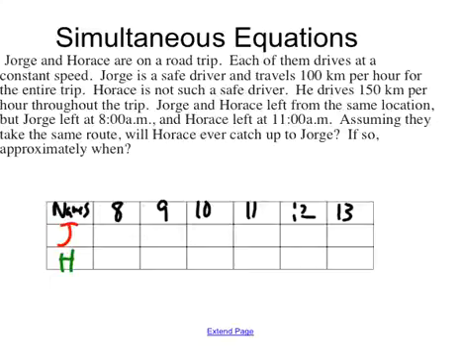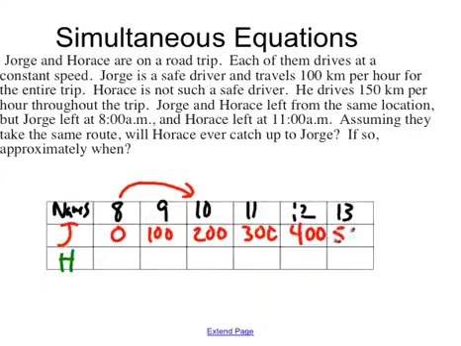At 8 a.m., Jorge's just left, so he's not going to have gone very far, so he'll have gone 0. But after an hour, he'll have gone 100 kilometers. After 2 hours, from 8 to 10, he'll have gone 200 kilometers. He's going 100 kilometers per hour. After 3 hours, he'll have gone 300 kilometers. After 4 hours, 400 kilometers. After 5 hours, 500 kilometers. And that could go on.